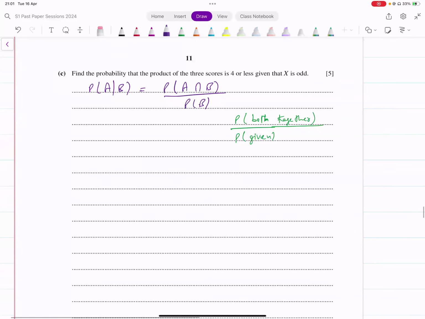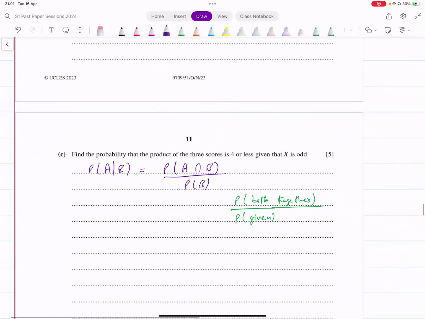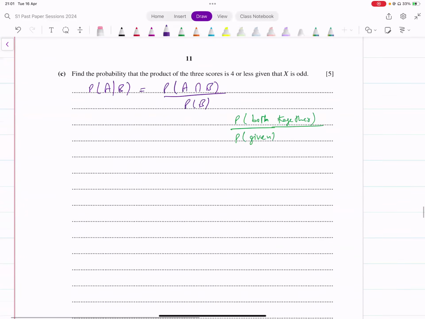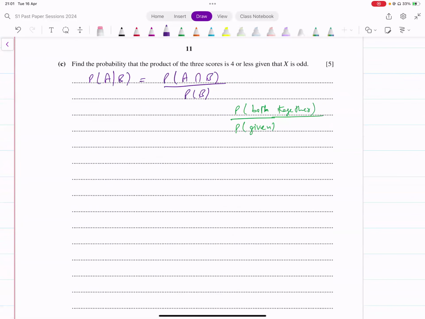Now, what do we do here? What is given? It's given that X is odd. Let's find that probability first. Given that X is odd, the probability that X is odd.